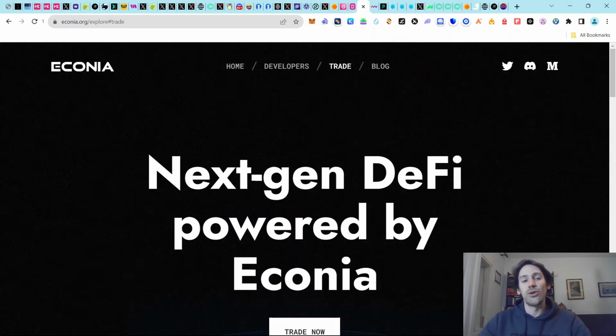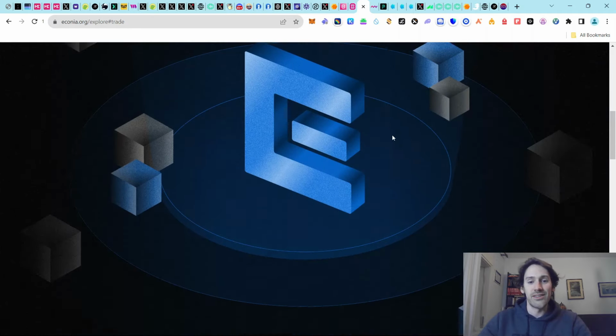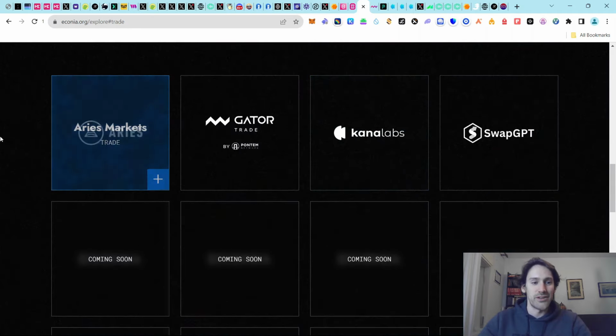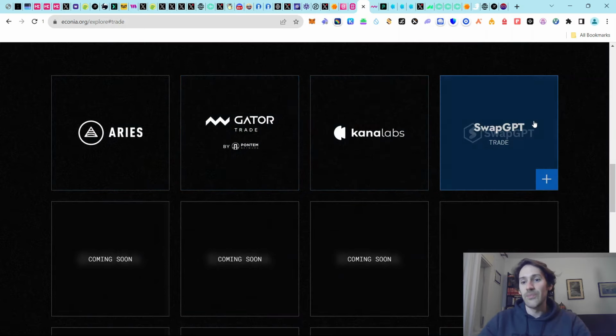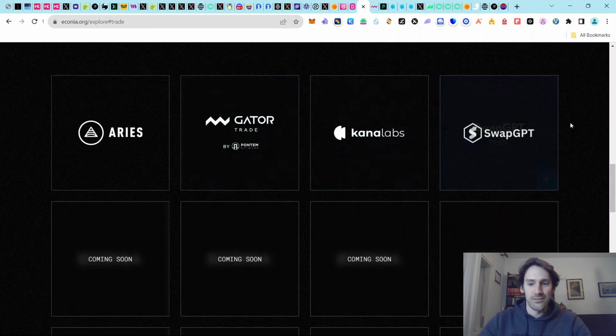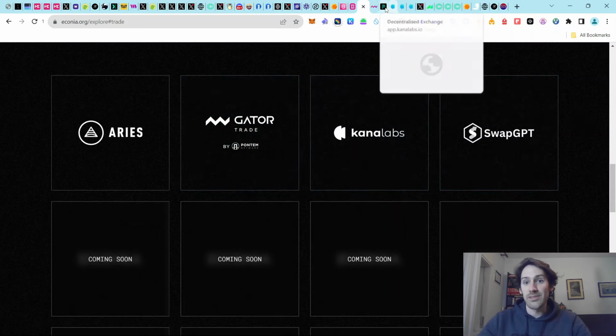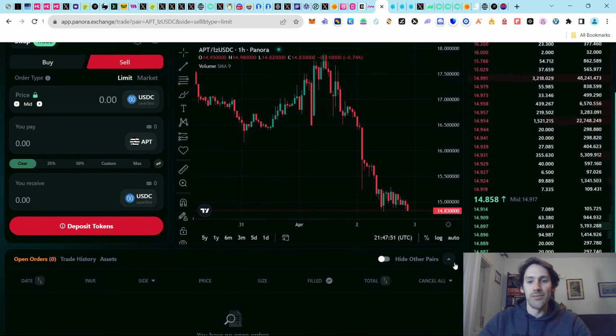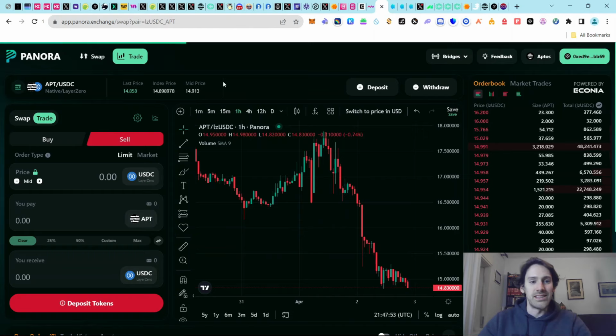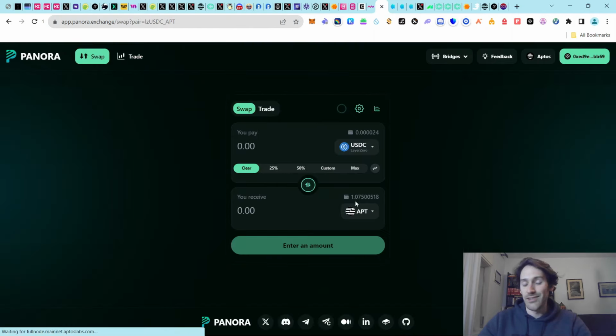Next, we have the whole Econia ecosystem, which is considered to be like Orderly on Aptos, and they're offering many different dApps, such as Aries Markets we talked about before. They have Gator Trade, Canal Labs, and SwapGPT. SwapGPT and Gator Trade are very straightforward. They only have swap and trade functionalities. However, Canal Labs, actually SwapGPT is Panora. This is the one we talked about before. This is becoming my favorite swap on the Aptos blockchain because it really aggregates prices from many different sources and it is very, very smooth.